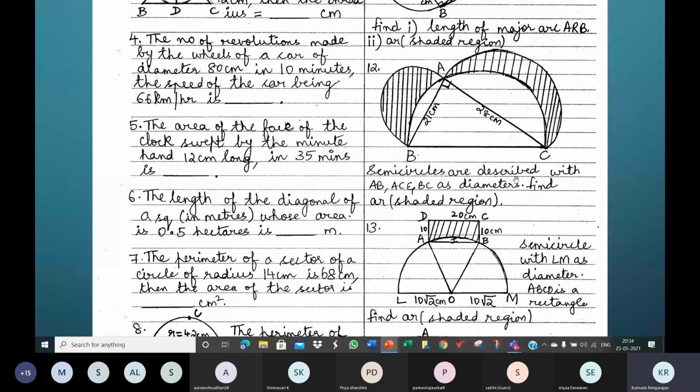Find BC. How do we find BC? Using the Pythagoras theorem.